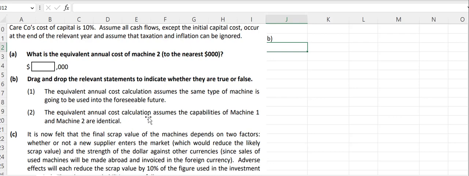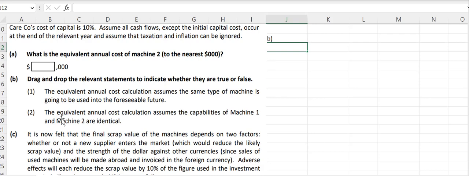The equivalent annual cost calculation assumes the capabilities of machine 1 and machine 2 are identical. Yes, that's the second assumption. The reason is we have to choose between the two machines, right? Machine 1 and machine 2. So if they are not identical, it means their purpose will not be the same. And if their purposes are not the same, how are we going to choose between the two? Obviously you will never be choosing between a car or a cupboard, right? Because they have two different purposes.